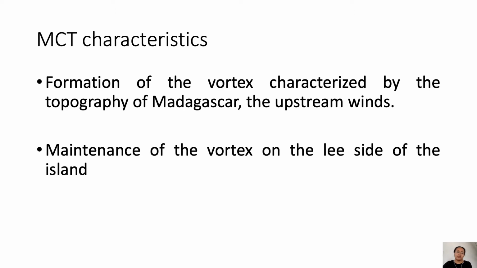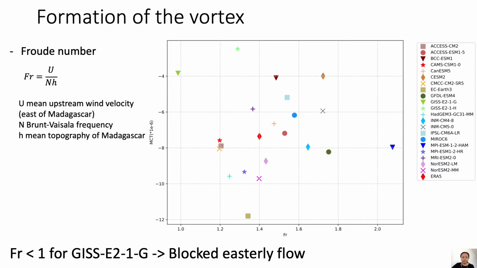So what I'm going to do for the next couple of slides is to look at the characteristics of the MCT. One is the formation of a vortex, which is characterized by the topography of Madagascar, the upstream winds, which is the wind east of Madagascar, and the static stability. And also look at the maintenance of a vortex within the channel itself on the lee side of the island. So first, let's look at the formation of a vortex. We say that it is due to a dynamical adjustment of the easterly wind flowing east of Madagascar.